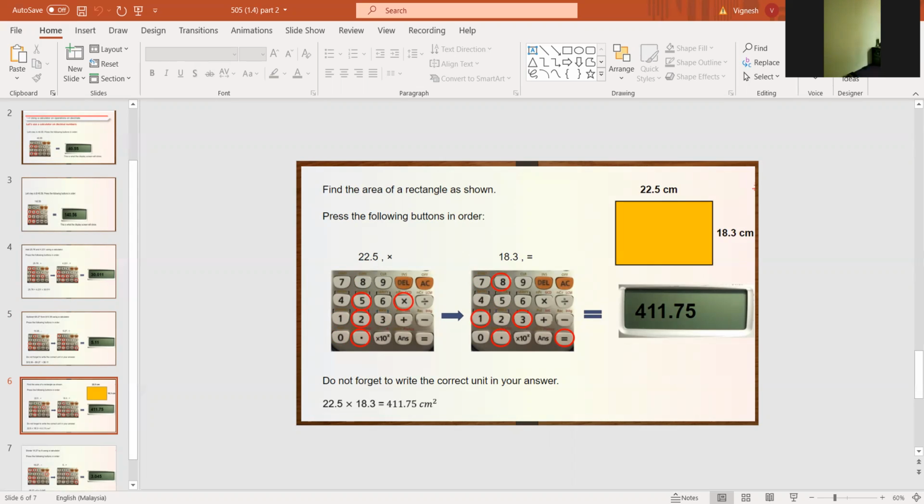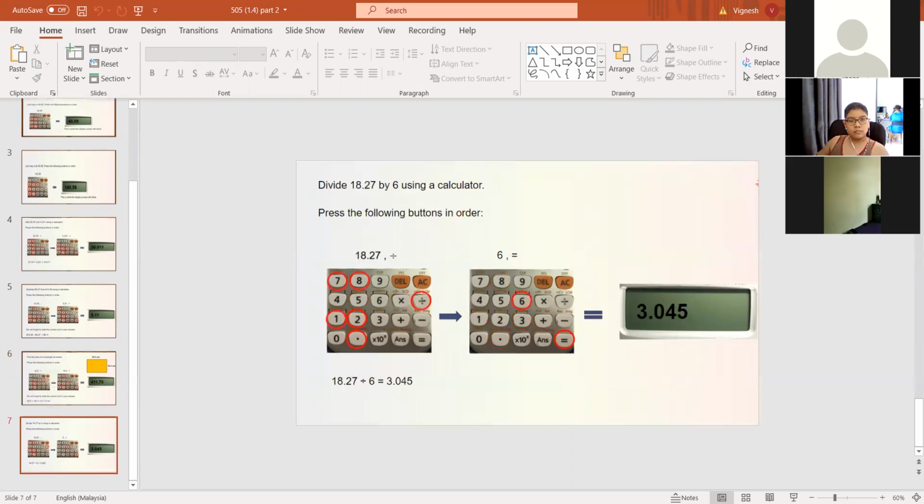Hello, Daniel, understand or not? Understand, teacher. Okay, good. And same goes to the division of decimals also. 18.27, you have to press the division button and then you divide with 6, you will get 3.045.